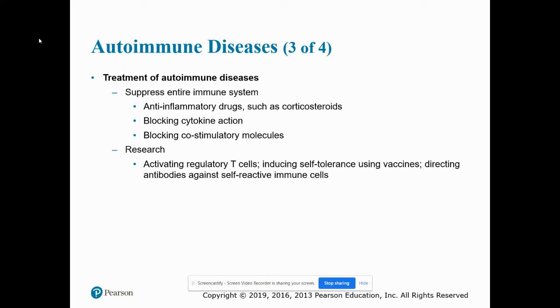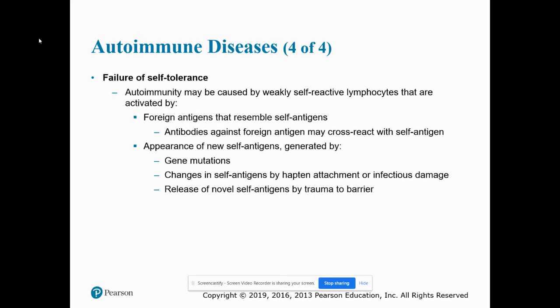Treatment of autoimmune disease includes just suppressing the entire immune system. This can be done with anti-inflammatory drugs such as corticosteroids, in addition to blocking cytokine action and blocking co-stimulatory molecules. Some of the research into the treatment of autoimmune disease includes activating those regulatory T cells, which, remember, kind of suppress the immune system response, inducing self-tolerance using vaccines, and then directing antibodies against self-reactive immune cells.